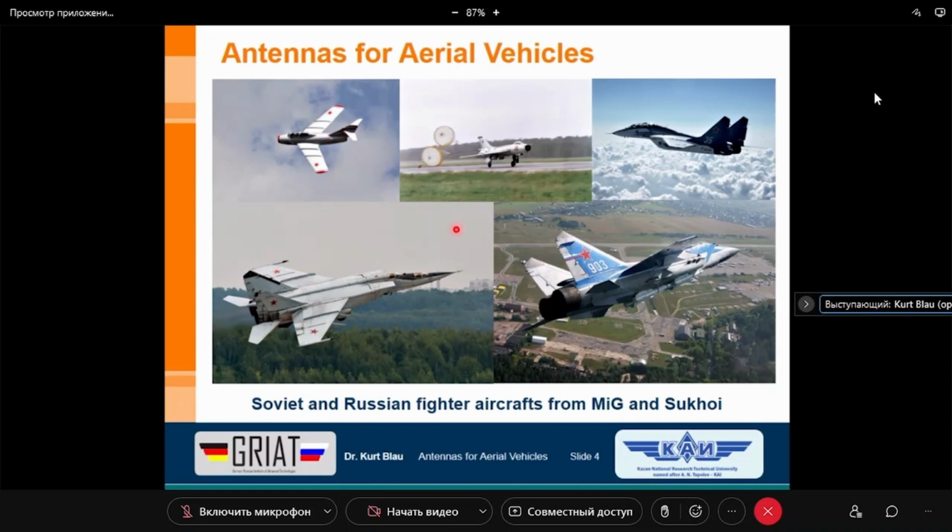Here we have Soviet and Russian fighter aircraft from Mikoyan, Gurevich, and Sukhoi. Such types of fighters also have other things to do. They have another spectrum of radio electronics, not long-range radar systems, but more special radar systems like the so-called look-down, shoot-down radar and such things. And also here you cannot see at first look where the antennas for these purposes are located in the fuselage.